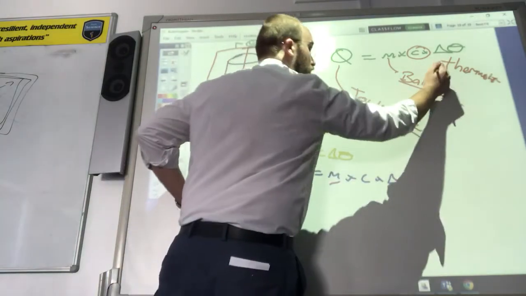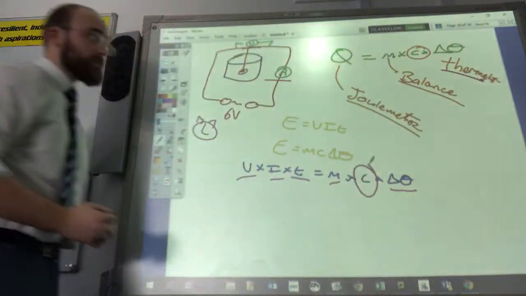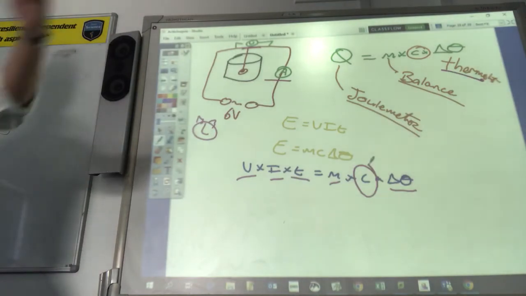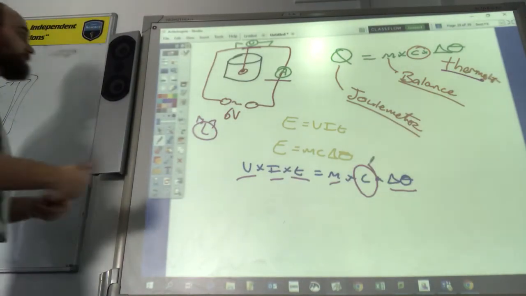The change in temperature I'll use my thermometer for. And then I can find my specific heat capacity. Okay? So it's another time where we put two equations together.